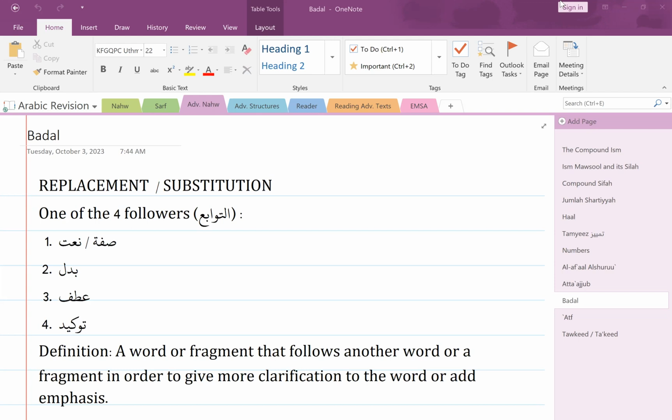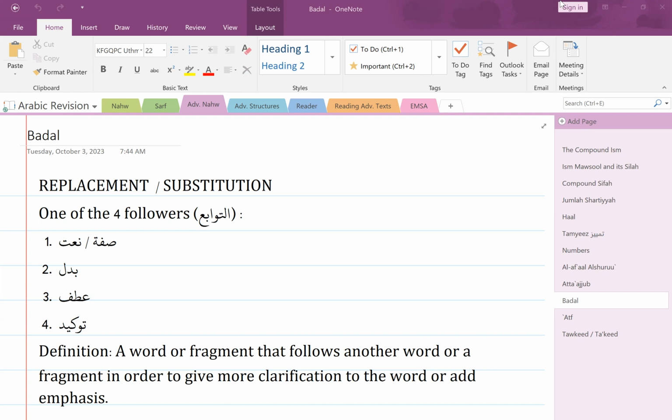Okay, so today we're looking at al-badal. Now we've covered so much so far. I think we're remaining with badal and maybe two more topics that I want to cover in this section, and we'll be done with advanced Nahu inshallah. Next week we should be done with advanced Nahu inshallah. See how it goes. All right.